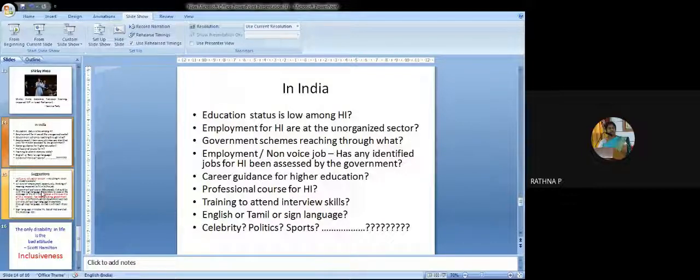And career guidance for higher education: as non-disabled persons, we get a lot of information from many people. What will I do after 12th standard? What other courses can I take? Will this course help me? What is the scope? We can ask everything. But for sign language people, hearing impaired people, how will they get all this information? For professional courses for hearing impaired, whether they are enrolled, employed or not, is a very big question. And training to attend interview skills.